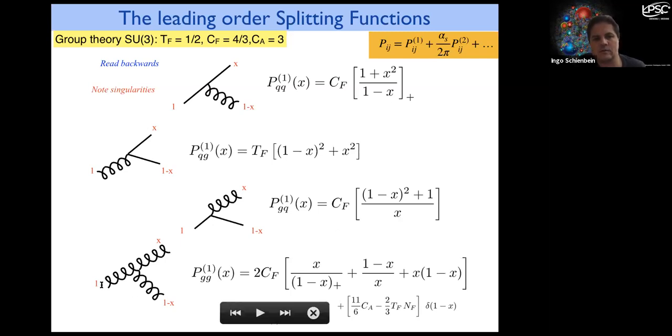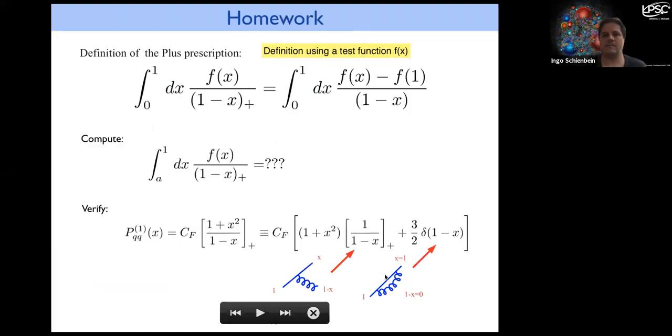And you have the transition of a gluon into a gluon carrying x, and the full splitting function is given here. So here is the definition of the plus prescription. Most often you see it defined together with a test function under an integral. So this integral of f of x over (1 minus x)_+ is defined as the integral of f of x minus f of 1, over 1 minus x, and this has the consequence that if x approaches 1, this is now regular and you can integrate it.